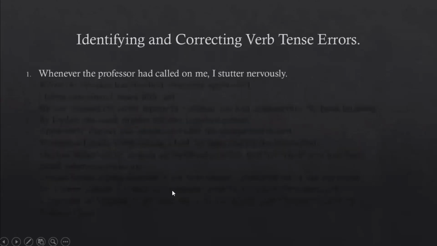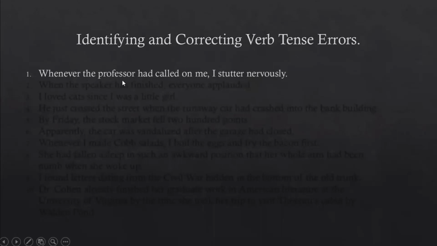So let's look at some examples. Again, most of these are incorrect. "Whenever the professor had called on me, I stutter nervously." Let's look at the verbs. Called, stutter. Those are your two verbs. In this case, it's had called. So you have a helping verb and a verb. So that's clearly a perfect tense. You look at the helping verb, that's a past tense helping verb, right? Had. So that means this is a past perfect verb. Look at stutter. That's present tense, right? That's happening right now. I stutter. This is past perfect. Neither of these is really the correct tense for this sentence.